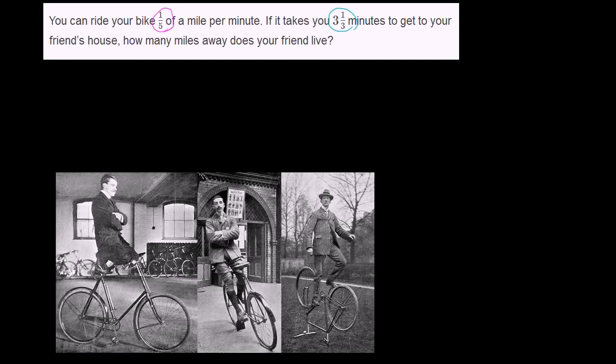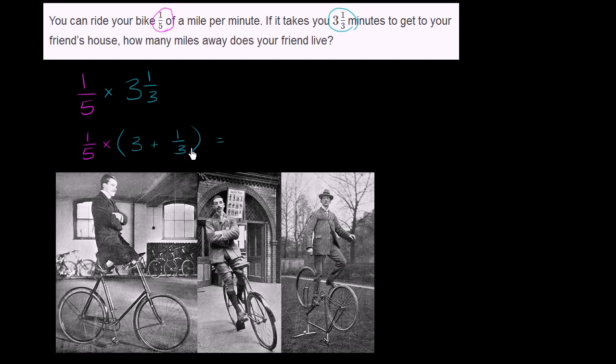So you can ride your bike 1/5 of a mile per minute, and you're going to do this for 3 1/3 minutes, times 3 1/3. So we really have to figure out, how do we multiply 1/5 times 3 1/3? There's a couple of ways to think about it. You could view 3 1/3 as the same thing as 1/5 times 3 plus 1/3. That's exactly what 3 1/3 is.